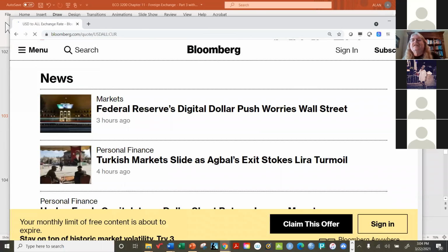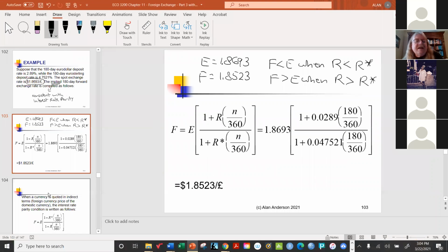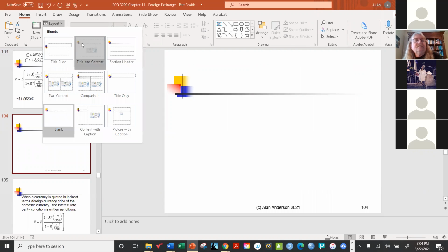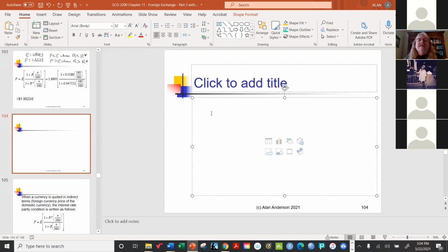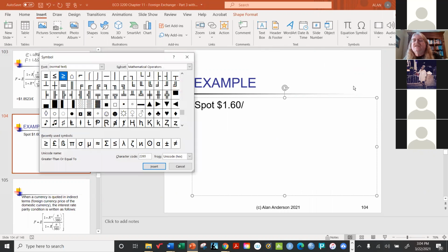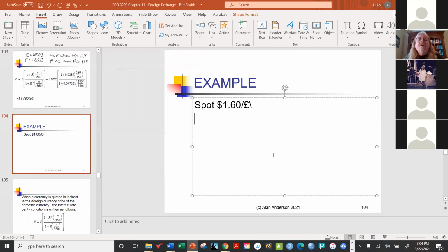All right, but let's just say that as an example of this, we looked in the Wall Street Journal one day. What you might find is something like this. Let's say it's $1.60 per pound. Let's just make up an example. And then we start looking ahead and we see the rest of the forward exchange rate. So 30-day would look something like this.